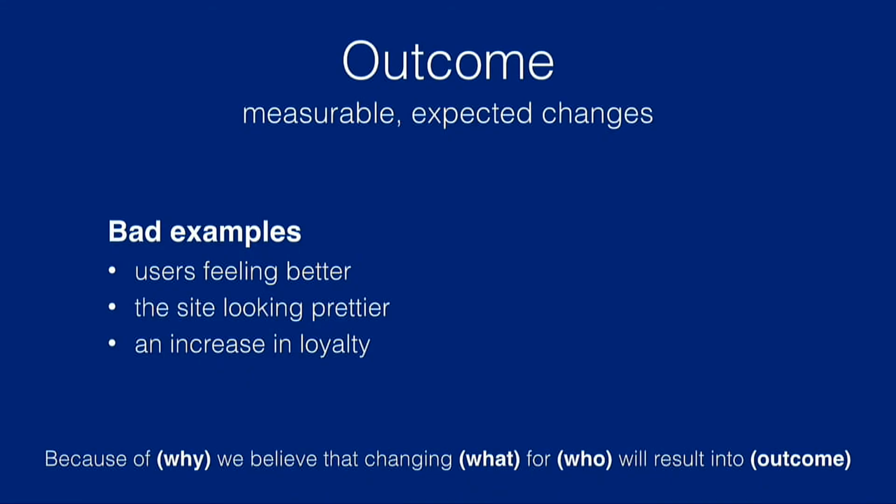And finally, we have the outcome, which should be measurable and expected changes. Some things aren't measurable, like users feeling better, or the site looking prettier. Or, as I see very often, an increase in loyalty. Many people say you can measure loyalty, but what part of loyalty are you trying to measure? What you can say is an increase in earnings, or a decrease in returned products, or an increase in signups. An increase in signups is something about loyalty. You could also say an increase of returning visitors is a sign of loyalty. But whatever you're changing is probably not going to change all different kinds of loyalty metrics.